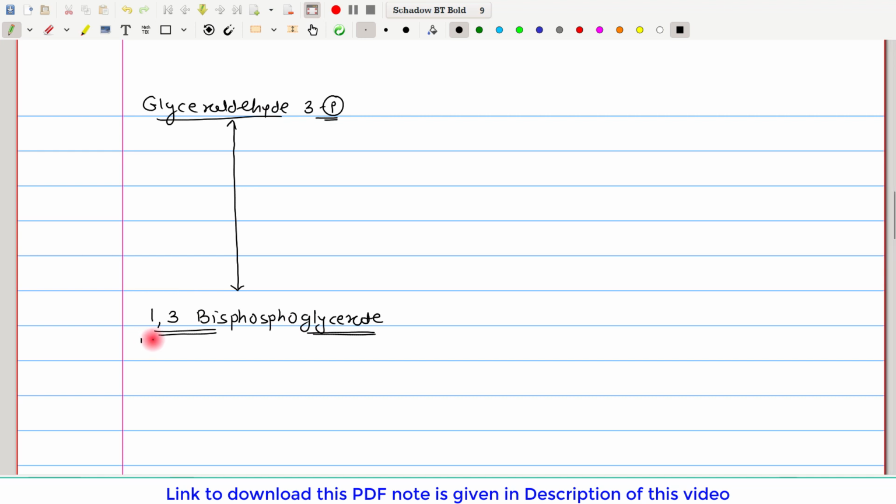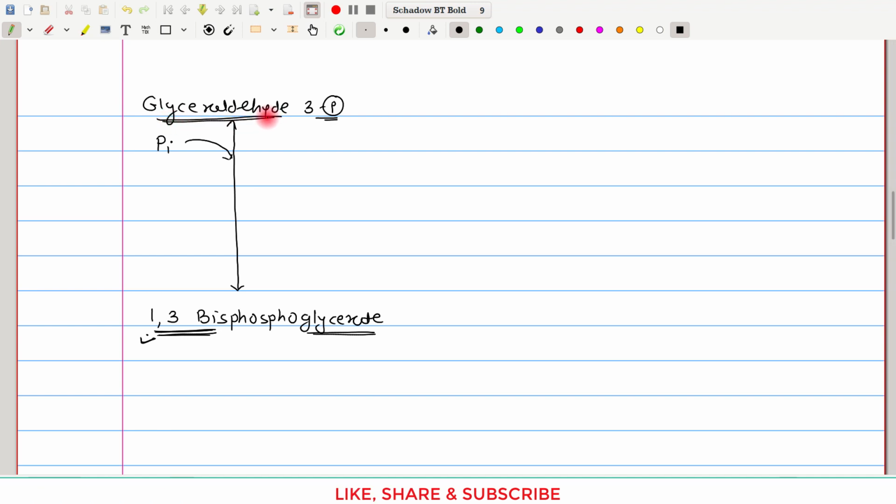So, let us first address this extra phosphate. From where is this extra phosphate coming? It is unlike the previous 2 steps. In the previous steps, that phosphate was coming from ATP. Here it is not so. Here inorganic phosphate, also called Pi, is directly incorporated into glyceraldehyde 3-phosphate and gives rise to this 1,3-bisphospho compound. Now, glyceraldehyde is also simultaneously getting converted into glycerate. So, what is the difference between glyceraldehyde and glycerate?